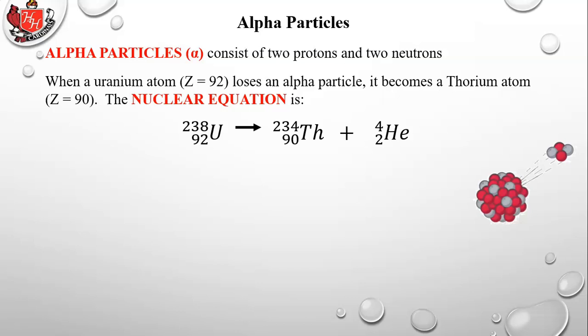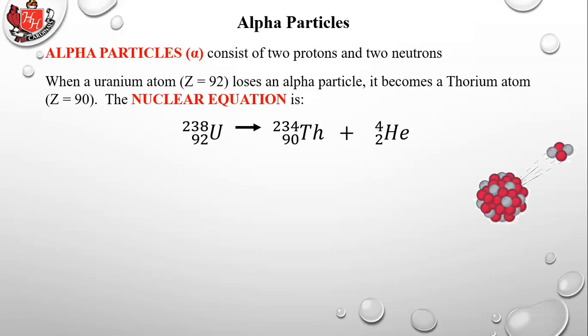Now, the atomic number is how many protons, and we just said that the alpha particle has 2 protons. So the nucleus just lost 2 protons. That means the atomic number went from 92 down to 90. Once the atomic number goes from 92 down to 90, it's no longer uranium. Remember, it's the number of protons that determines the identity of the element.